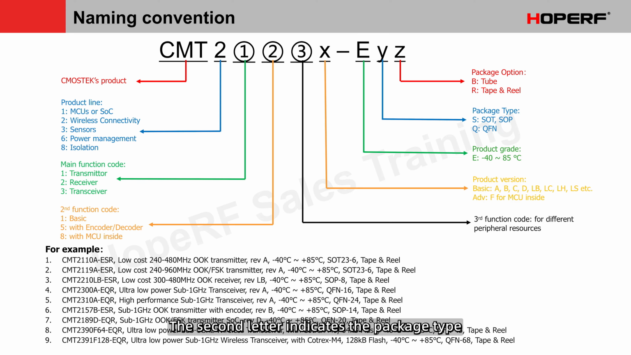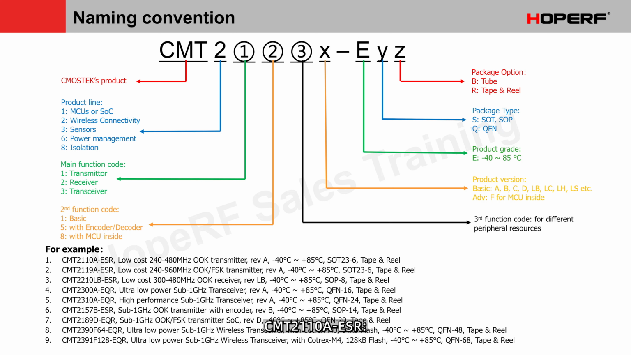The second letter indicates the package type. For example, S usually stands for SOT or SOP packages, while Q stands for QFN. The third and final letter indicates the packaging format. For example, R means tape and reel, and B means tube. Let's look at some examples.